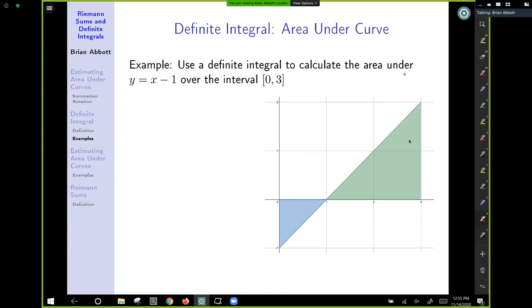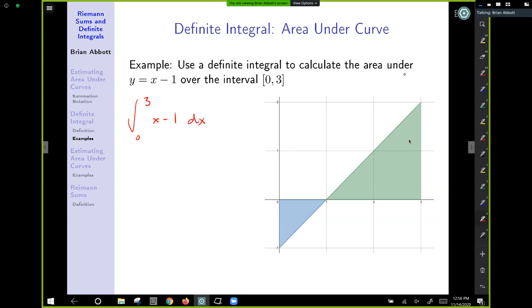Okay. So use a definite integral to calculate the area under this curve. I've got this graphed: y equals x minus 1 over the interval from 0 to 3. So our integral would be from 0 to 3, and we're integrating the function x minus 1 dx.